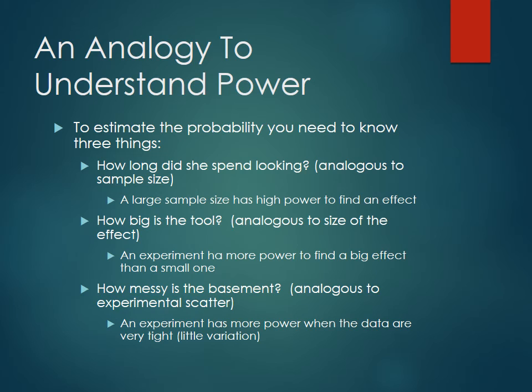And then the other thing would be, how messy is the basement? So this is just referring back to the experimental scatter, or how much variation you have in the data. Obviously a cleaner basement is easier to find things in, so if you have less scatter, less variability in the data, it is easier to find those differences when they actually are there. Okay, does that make sense?